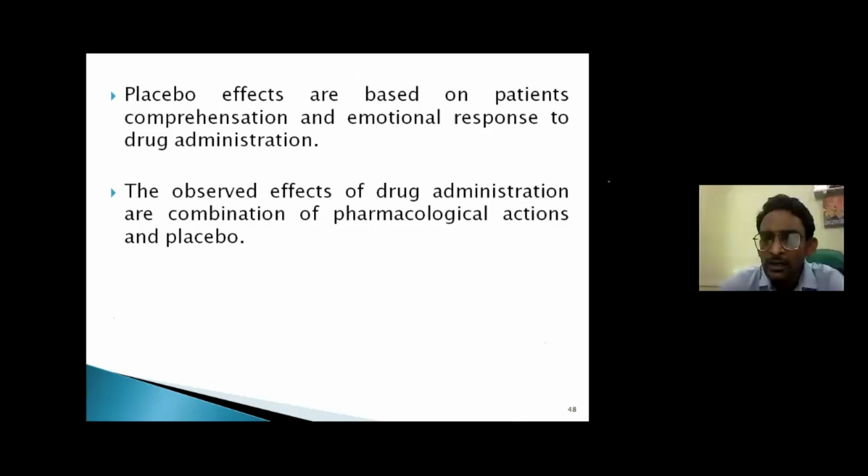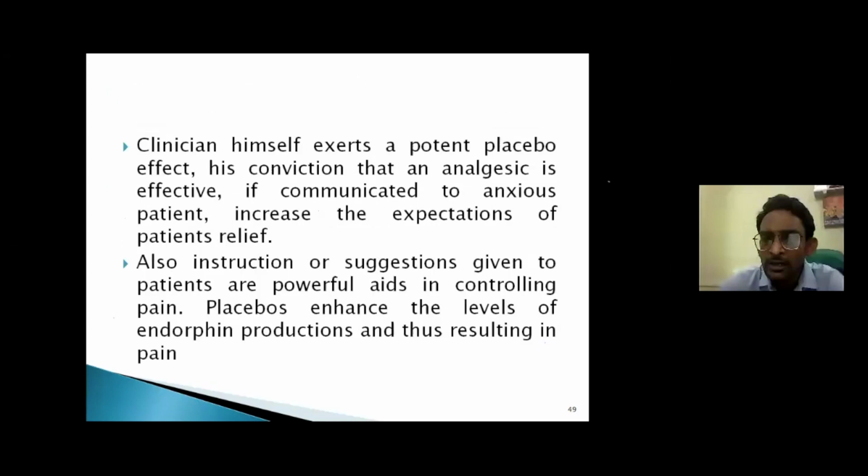This also happens because of the psychological dependence of the patient on the clinician. So the clinician exerts a potent placebo effect. His conviction that an analgesic is effective, if communicated to the anxious patient, increases the expectation of patient relief. Also, instructions or suggestions given to the patient are powerful help in controlling the pain. Placebo enhances the level of endorphins, thus resulting in relief.